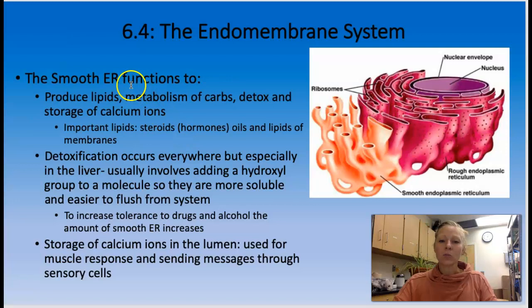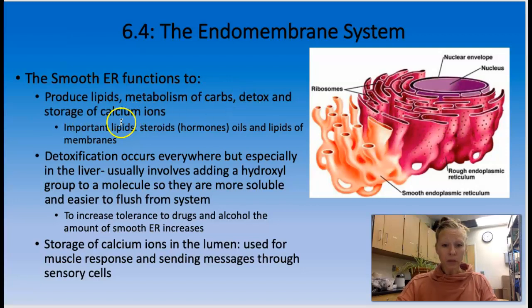So let's look at the smooth ER first. This is where we don't have ribosomes. And the function of the smooth ER is to produce lipids. It is the metabolism of carbs, so it breaks down carbs, and it detoxes the poisons that we put into our body, and also stores calcium.